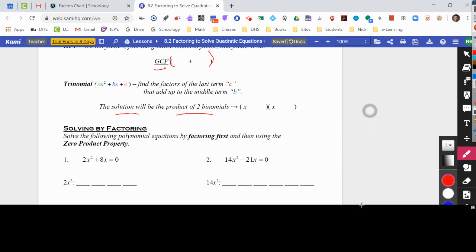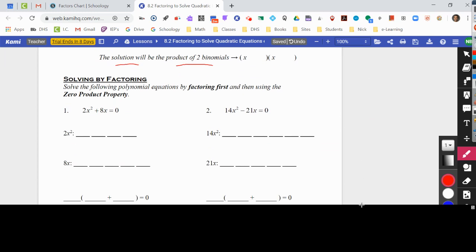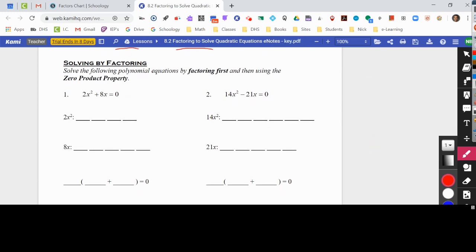All right, so let's do some examples here. The first step we're going to see here: we're going to solve the following polynomial equations by factoring first and then using that zero product property. All right, so example 1, we have 2x squared plus 8x is equal to 0. So this is one we're going to use our GCF for. If we have these little lines underneath, that means we're going to have to use our GCF and factor that first and then use that zero product property.